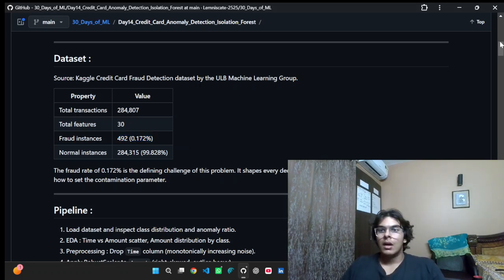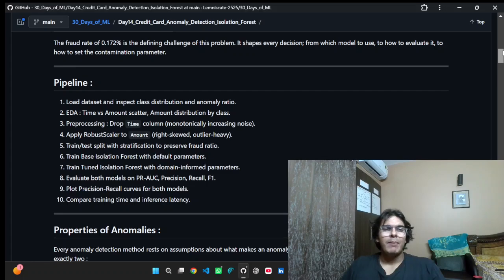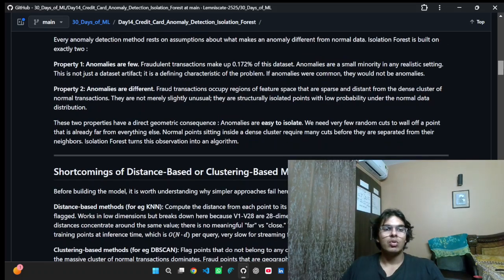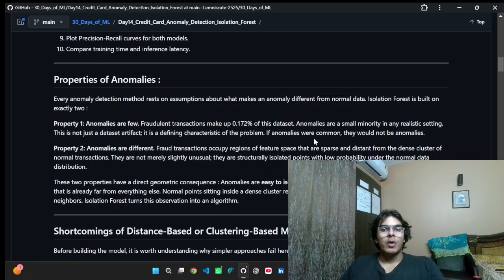We implement our typical pipeline. This is boring, we have been doing this till now. We start from the EDA and so on. Properties of anomalies, you can read them. See, the first one: anomalies are few.